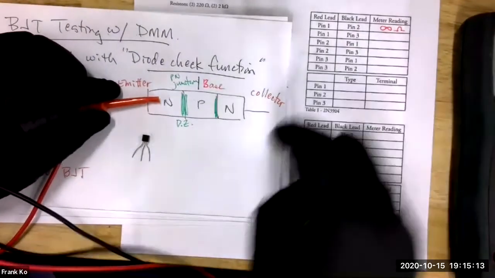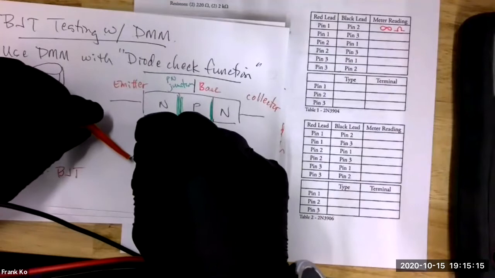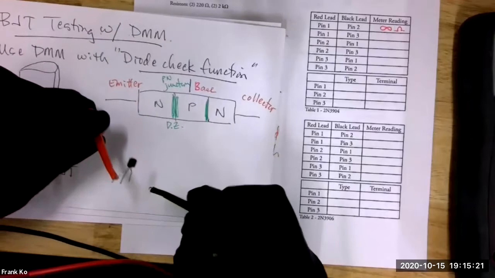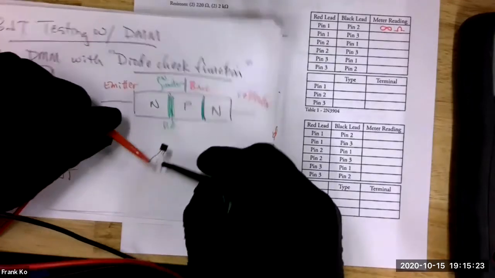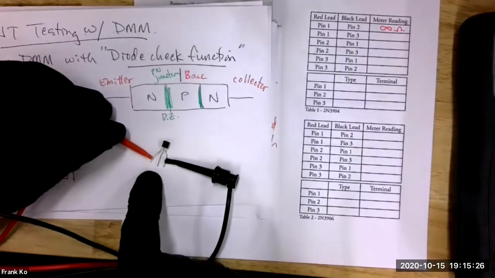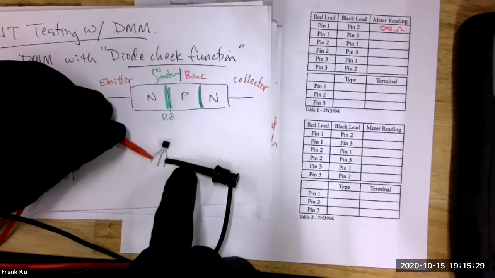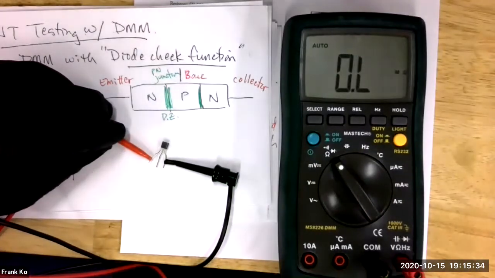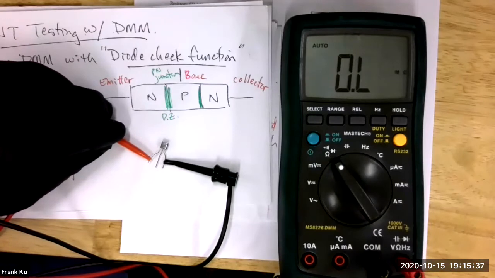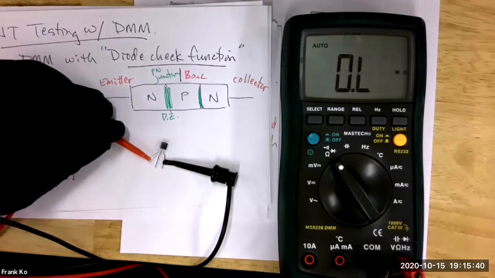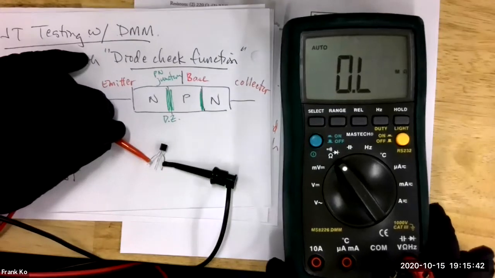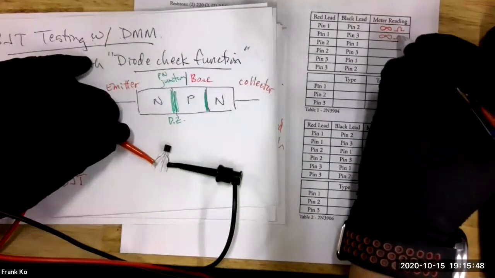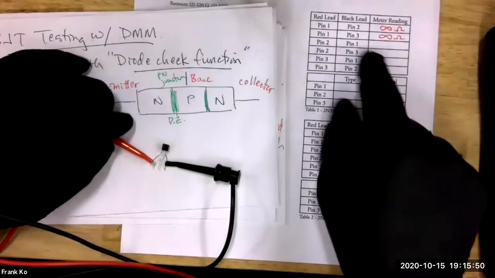So let's go ahead now and do a 1-3 combination. Here's 1, and here's 3. So I now have a 1-3 combination, red on 1, black on 3. And on my instrument I'm reading out of limit, so I'm reading infinite. What are you reading there, Christian? Carlos, also infinity? Okay, I'm going to write that down. Infinity ohms. Then we're going to do a 2-1 combination.